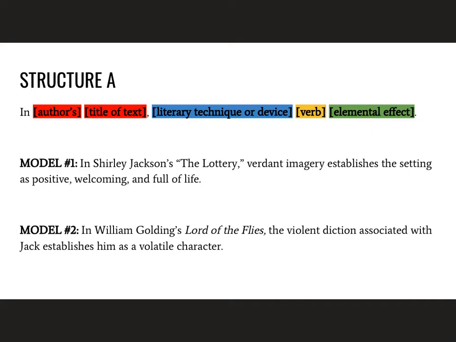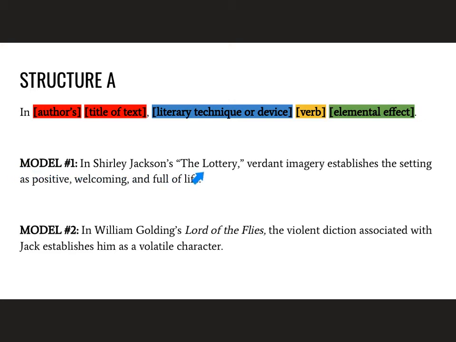This is like a super wacky Mad Lib. What does this even mean? How do I use this? Well, let's take a look at how this particular structure or skeleton for a topic sentence can be used in actual analysis. Take a look at model number 1.